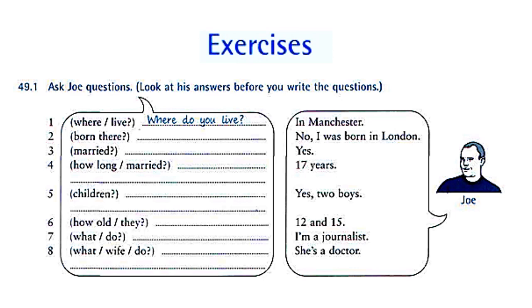Exercise number 1, ask Joe questions. Look at his answers before you write the questions. So we have to look at the answers, then we can turn to make questions. We have an example. Number 1 is done for you. Where do you live? All right. Number 2, we have here born there. And you have a question with where here.